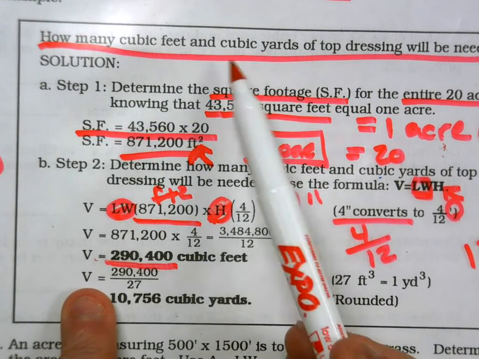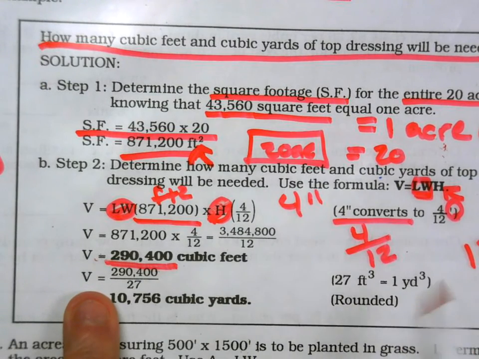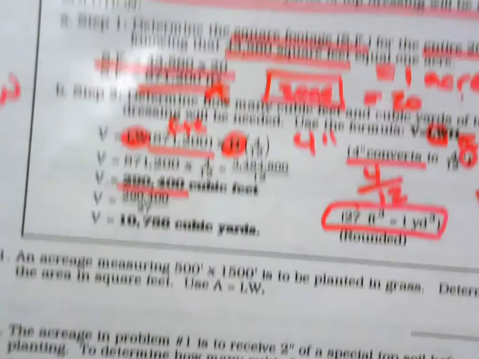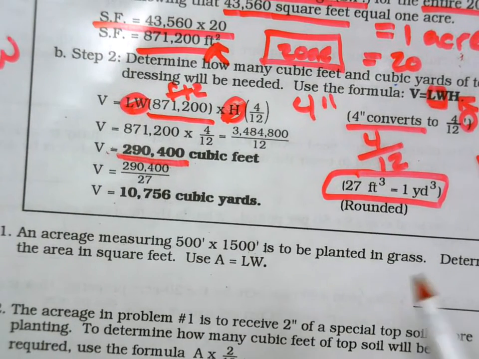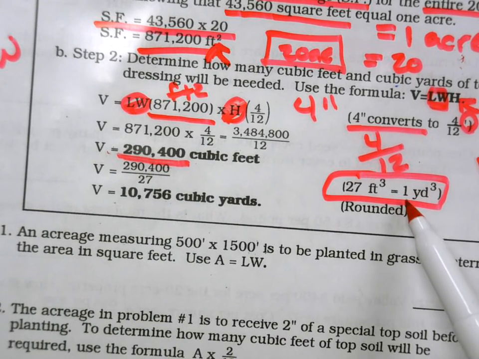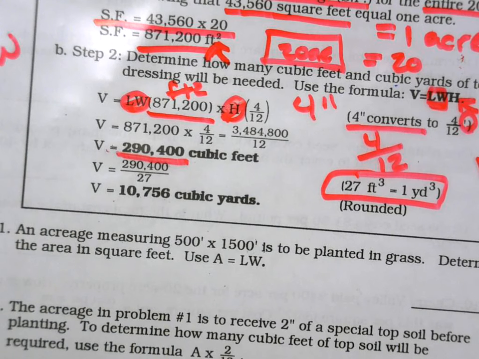So the second part of the question is how many cubic yards is that? So it gives us this conversion again. But if you're not sure if you need to multiply or divide, when you're thinking about the size of something, is 1 yard bigger than 1 foot or smaller than 1 foot? It's bigger than 1 foot.